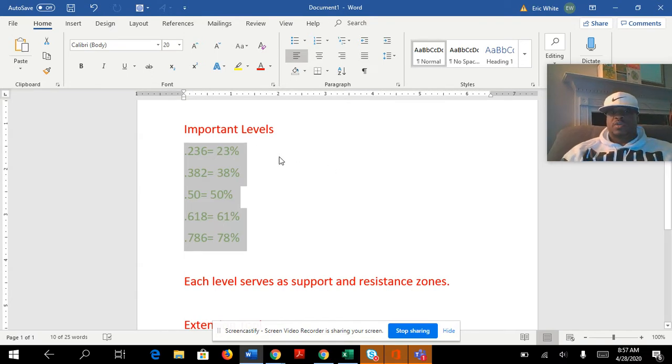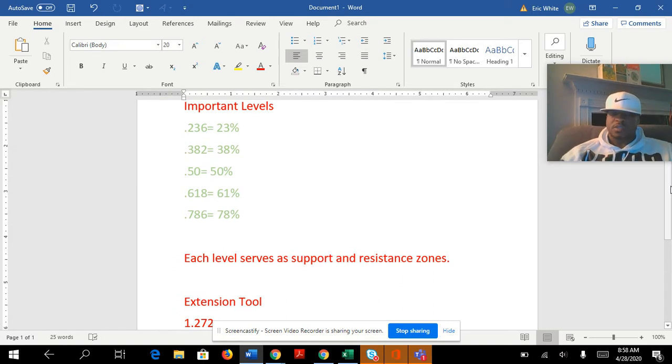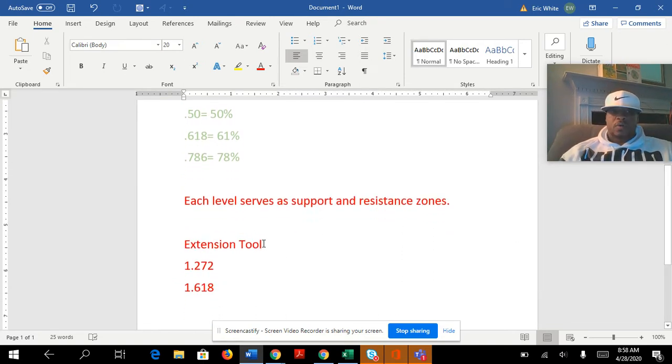All right, so these are the important levels that we're going to look at today. We're going to look at the 0.236, which is 23%, the 0.382, which is 38%, 0.5, 50%, 0.618, which is 61%, and the 0.786, which is 78%. Each level represents some form of support and resistance. Remember, everything in trading basically comes down to market structure of support and resistance. We're also going to use the extension tool. The extension tool is going to give us our targets, which are going to be 1.272 to 1.618.